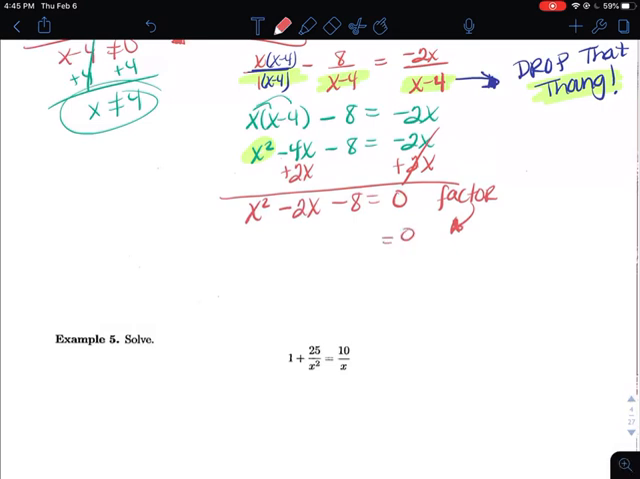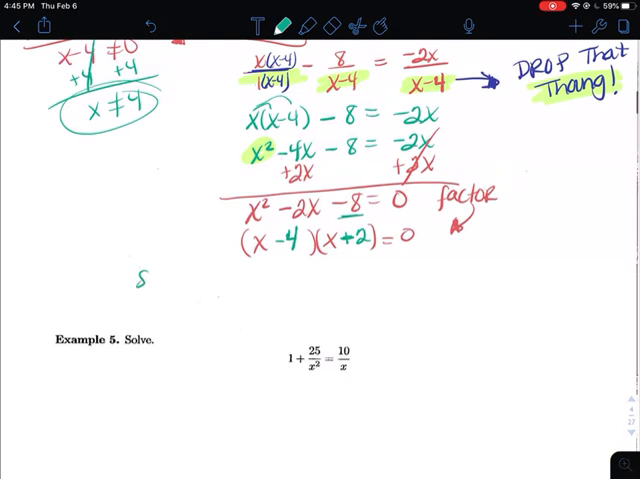So when I factor on this side, x squared breaks down into x times x. I'm looking for two numbers that multiply and give me a negative 8, but add and give me a negative 2. So that would be a negative 4 times a positive 2, because negative 4 times positive 2 is negative 8, and negative 4 plus 2 is negative 2.